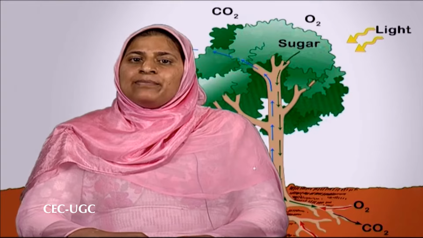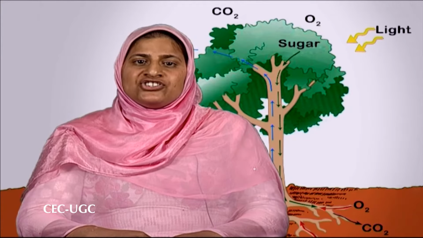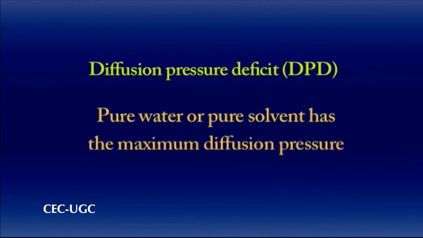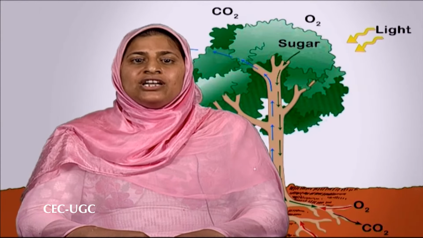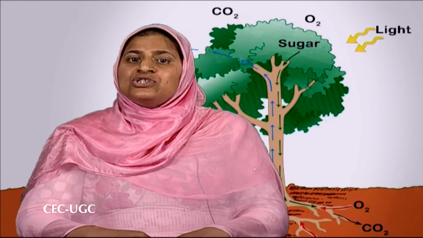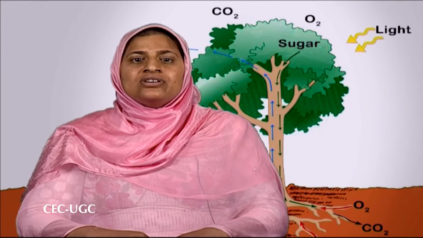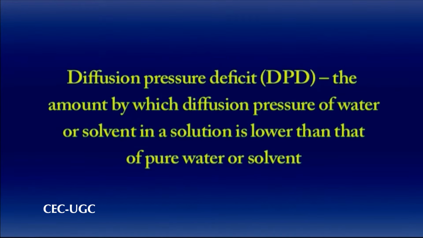Now, let us talk about diffusion pressure deficit. Each liquid has a specific diffusion pressure. Pure water or pure solvent has the maximum diffusion pressure. If some solute is dissolved in it, the water or solvent in the resulting solution comes to attain less diffusion pressure than that of pure water or pure solvent. The amount by which the diffusion pressure of water or solvent in a solution is lower than that of pure water or solvent is known as diffusion pressure deficit.